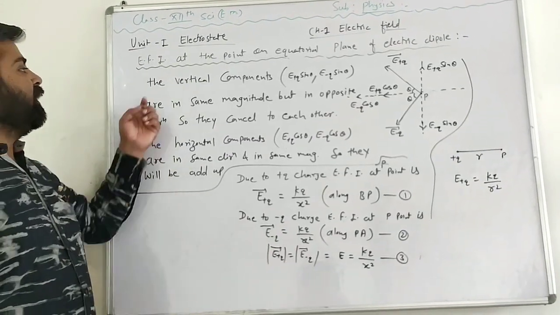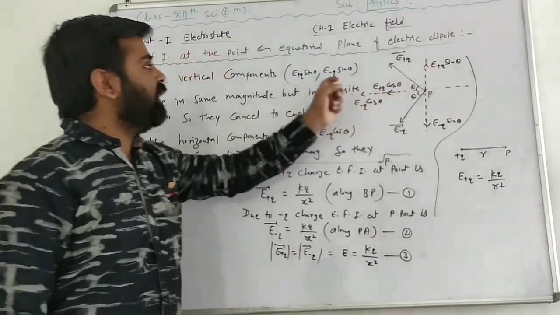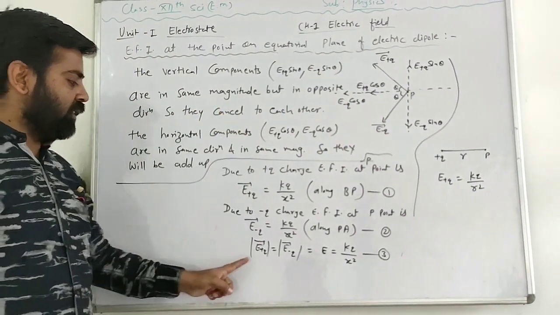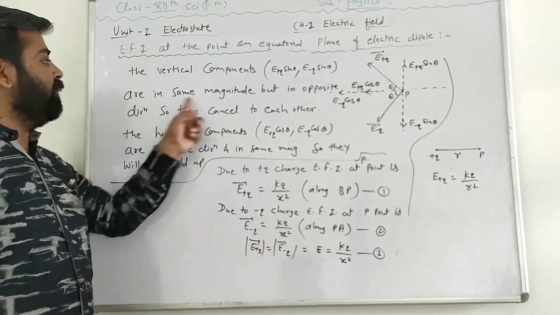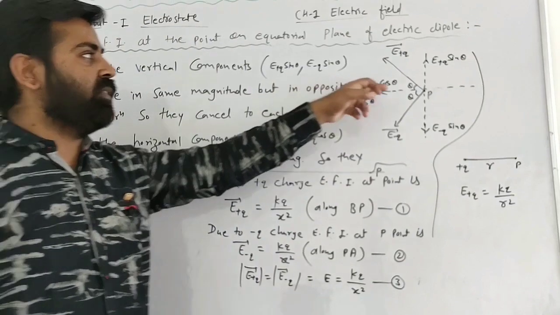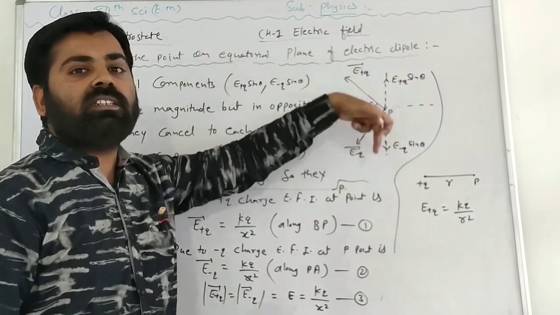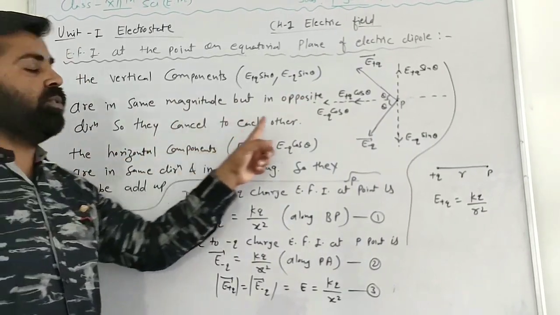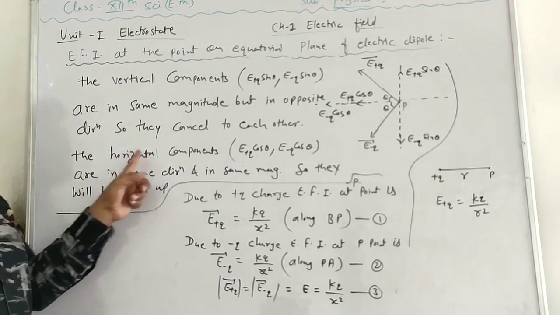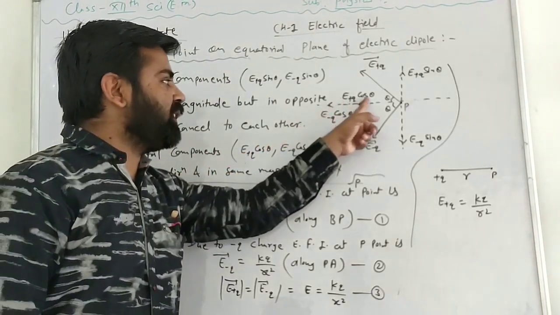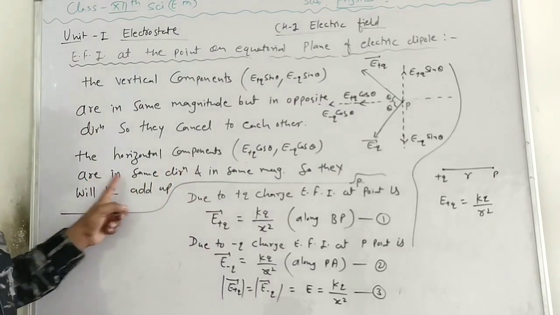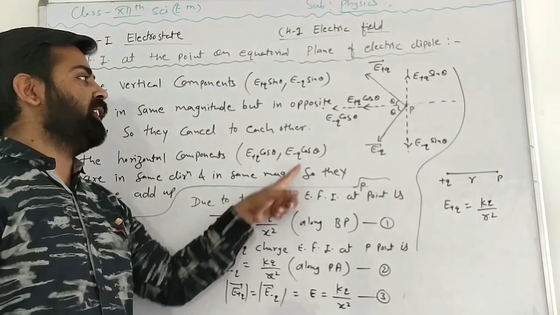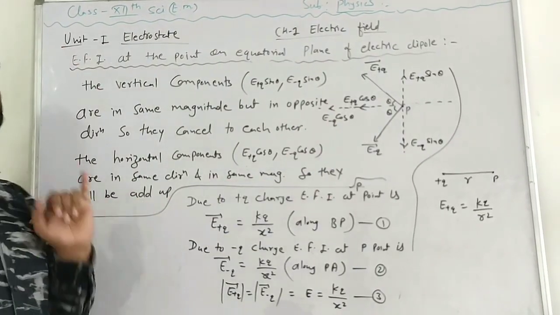Again we see the vertical components E plus q sin theta and E minus q sin theta. Both are in the same magnitude, because the magnitudes are the same, E, but in opposite direction. The first one is in upward direction and the other one is in downward direction. Same magnitude but opposite direction, so they cancel each other. And the horizontal components, which are E plus q cos theta and E minus q cos theta, are in the same direction and the same magnitude, so they will be added.